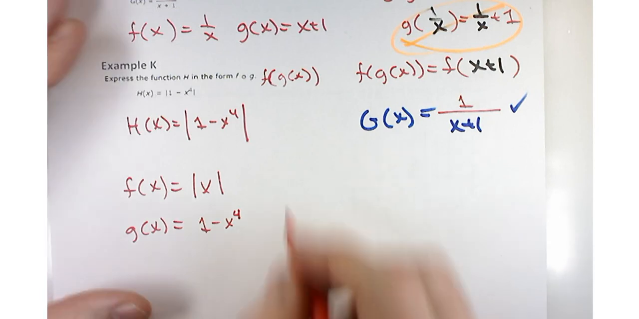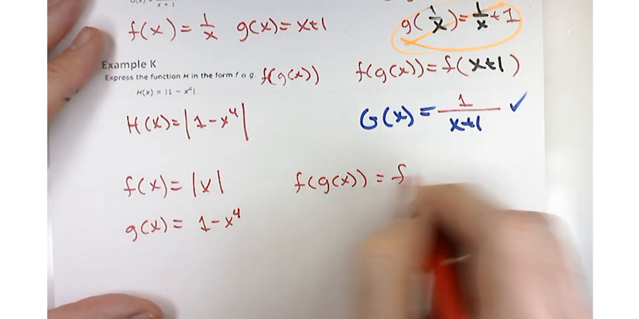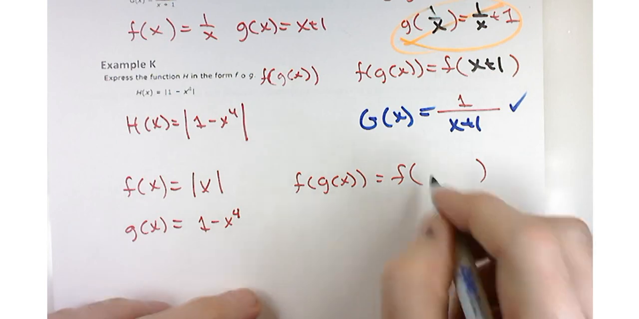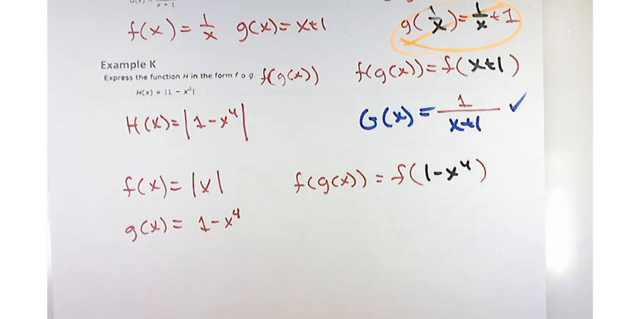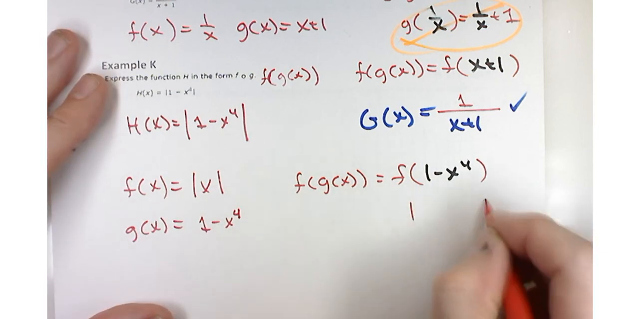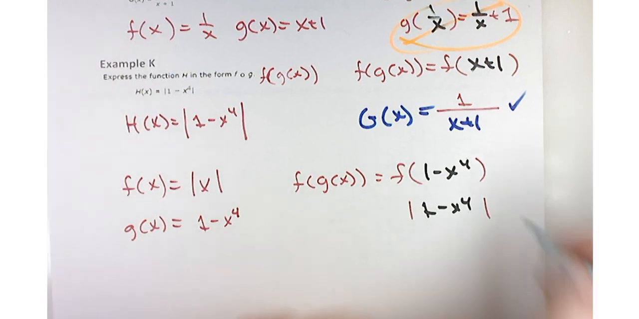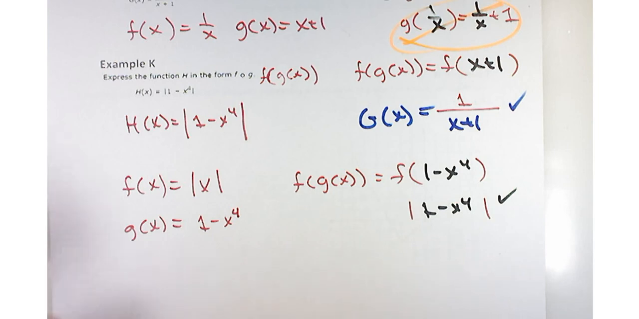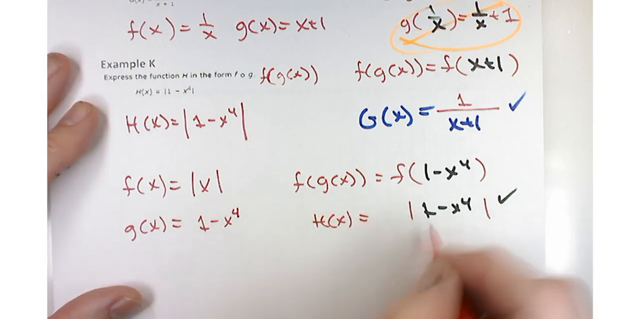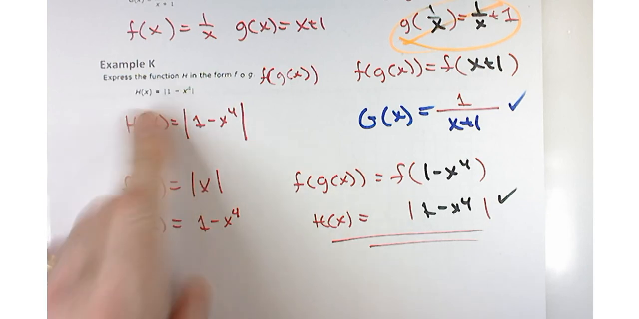And if you put this together in the form of f of g of x, that would be f of 1 minus x to the fourth. And then you plug that into the rule for f. The rule for f says take the absolute value of whatever you plug in here, 1 minus x to the fourth, and yeah, that's my h of x. So that's it. There's your two functions that you can use with function composition to get the function that they request in example K.